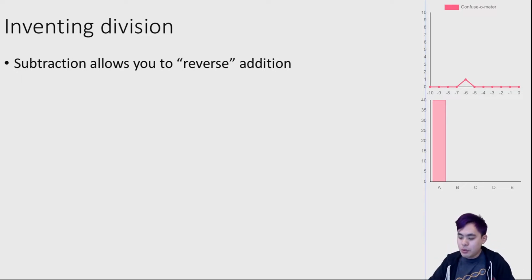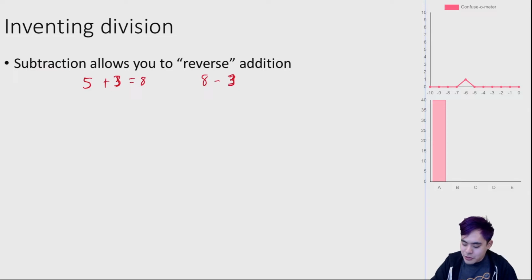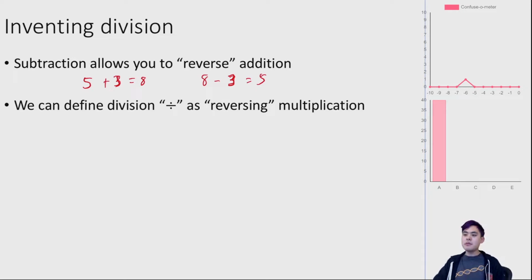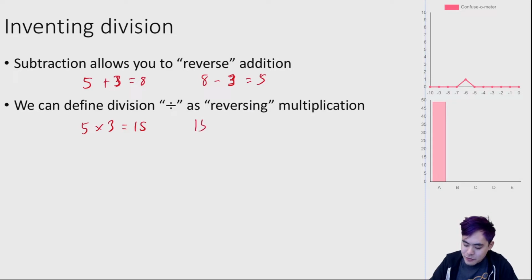Well, if you have, say, 5 plus 3 is equal to 8, what you've done is you've added 3 to 5. Then if you subtract, 8 minus 3, you get back what you started with, the 5. So that gives us a hint about how we can define division. We can just define it as reversing multiplication. So if 5 times 3 is equal to 15, then we might say 15 divided by 3 is equal to 5.